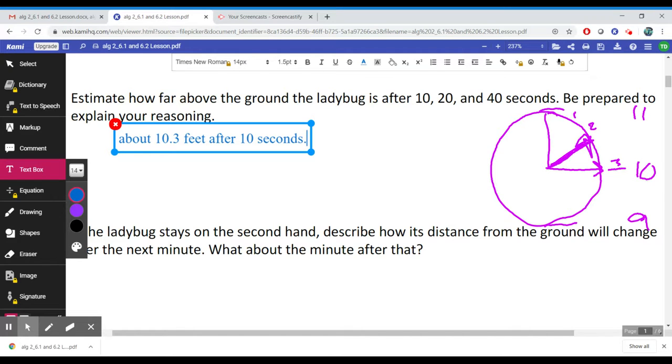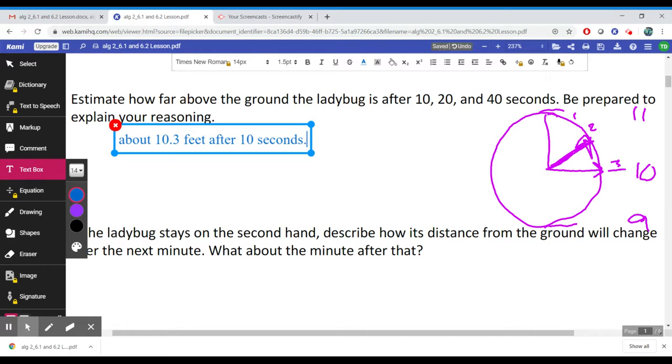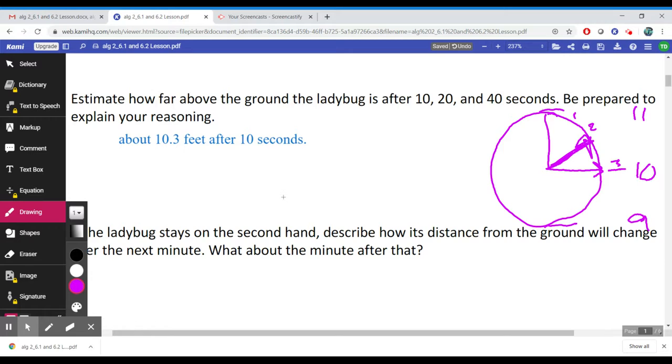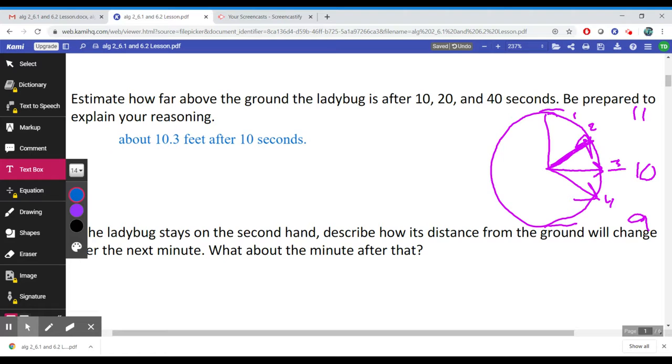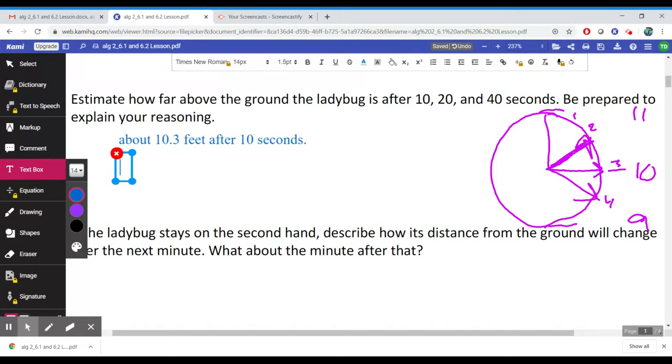Okay, so after 20 seconds, the second hand will be pointing at the 4 on the clock, right? Right about there. So now we're going to be between 9 and 10, but a little bit closer to 10. So I'm willing to say about 9.6 feet. That's about 9 2/3. 9.7 you could say as well. Again, for this one, it's just estimation, so we don't have to worry about being super precise, just as long as we get something close.